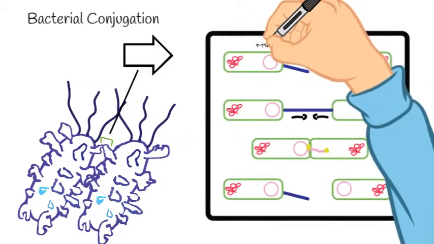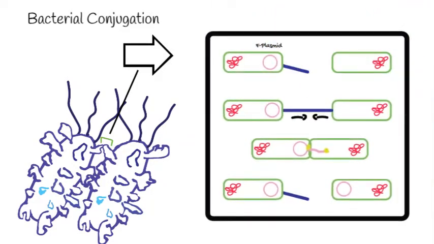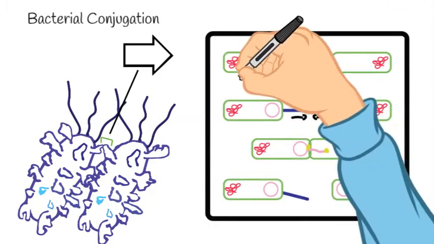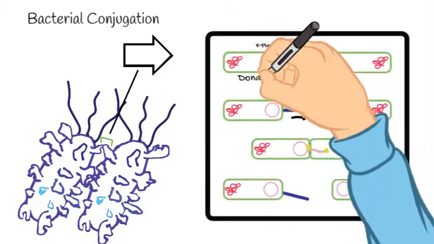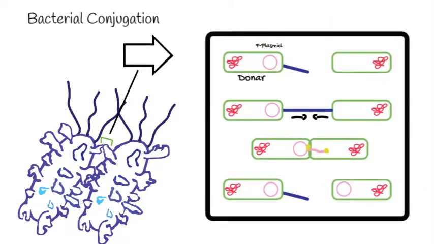The first thing we see here is the F plasmid, which stands for fertility plasmid. This indicates that if and only if the bacteria contains this, it is a donor. You could think of this as the marking of any bacterial donor. Now here are the steps to the process.